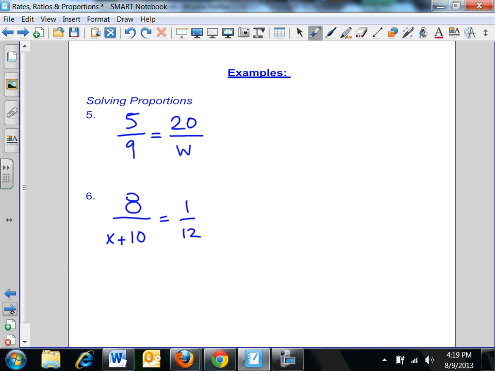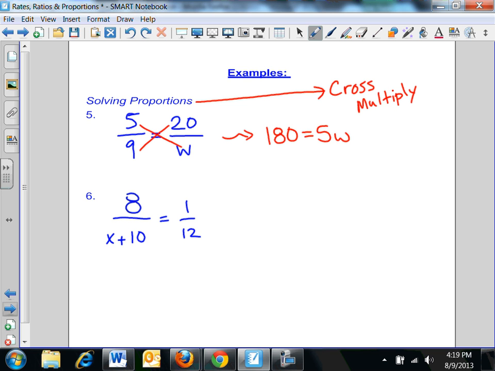The next two examples, hopefully you know from the past, and that's solving proportions. To solve proportions, we're going to cross multiply. So in cross multiplying, I multiply 5 times W, 9 times 20, and what I get out of that is 9 times 20 is 180, and that's equal to 5 times W. And then to solve this for W, I'm going to divide both sides by 5, and I'll get W is equal to 36.